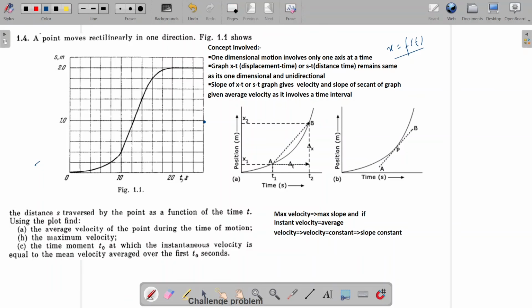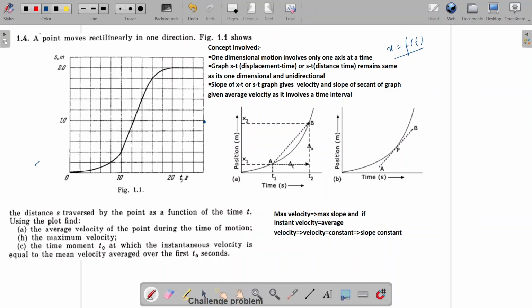So this is another problem from that great book Irodov, in which the author tries to understand whether you get the concept of the xt graph well or not. So let's read the problem and understand what kind of concepts are involved and how to go about it. The problem states: a point moves rectilinearly.